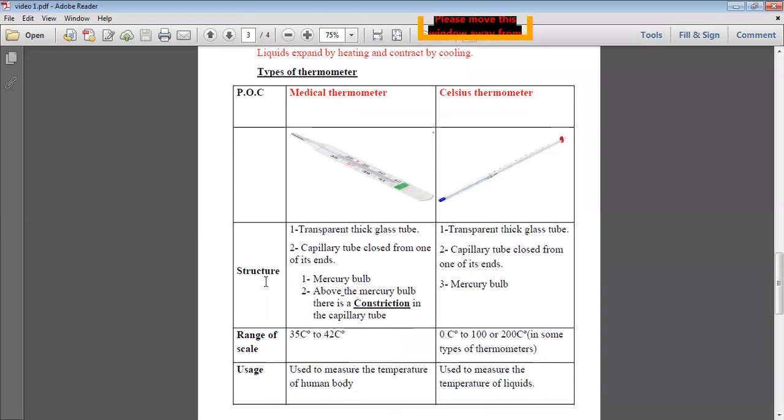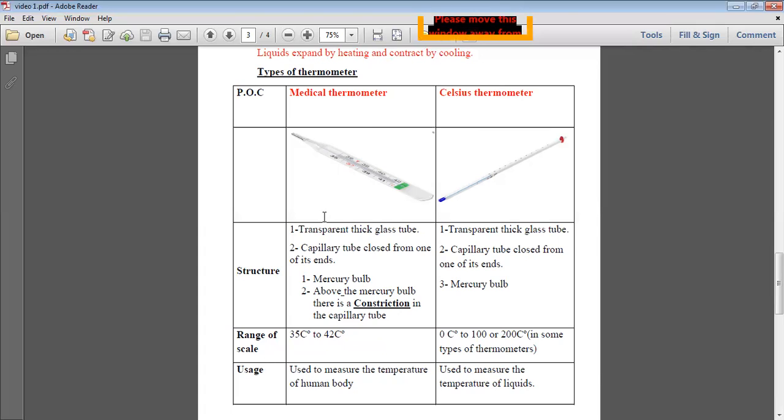Now, the structure of the medical and the Celsius. Both of them are made of glass, so they are surrounded by a transparent, thick glass tube. Inside this glass, we have a very thin tube called the capillary tube. At the end, we have the mercury bulb, and this bulb contains mercury. Here we have something that is found in the medical thermometer and not in the Celsius: the constriction. Can you remember the function of the constriction? It prevents the mercury from going back to the mercury bulb before I read the temperature.